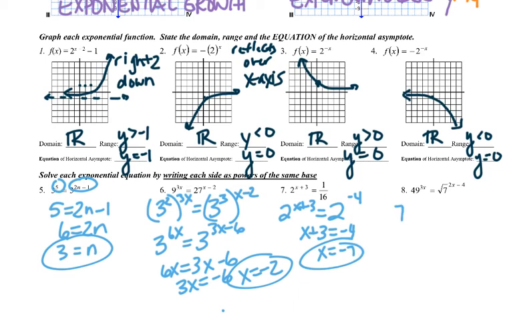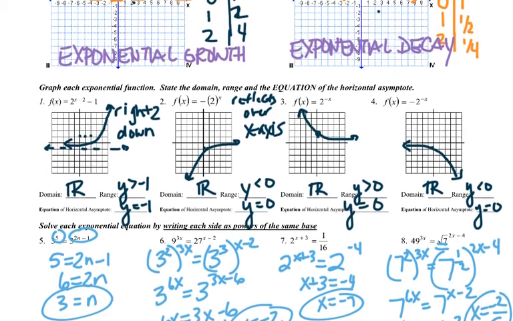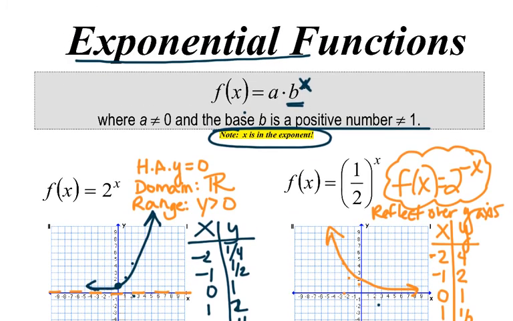And then the last one, 49 is obviously 7 squared, but how can I write the square root of 7 as a power of 7? Right, it's 7 to the 1/2 power, to the 2x minus 4. So I get 7 to the 6x equals 7 to the x minus 2. So 6x equals x minus 2, so 5x equals negative 2. So x is negative 2/5. So yeah, that's it. That is our graphs of exponential functions and early solving of exponential equations.